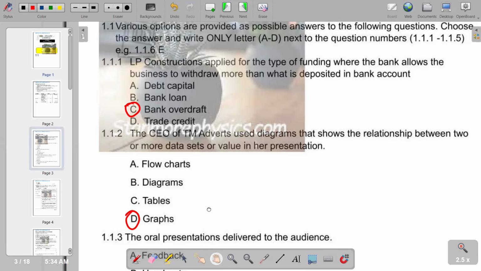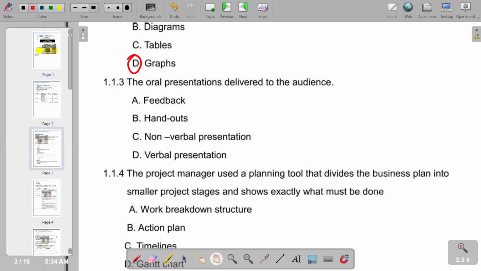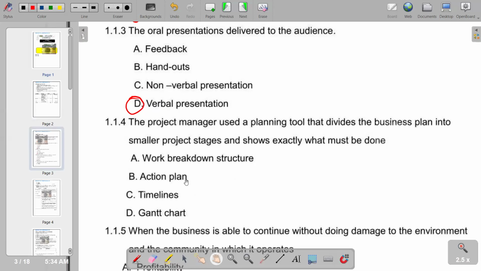1.1.3, the oral representation delivered to the audience. So which one is oral? Of course, oral, we are saying it includes word of mouth, whereby it's the verbal presentation. So we have D. Number 4, the project manager used a planning tool that divides the business plan into smaller project stages and shows exactly what must be done. So we have work breakdown structure, action plan, timelines, a Gantt chart. So the correct response is work breakdown structure, whereby we have A.